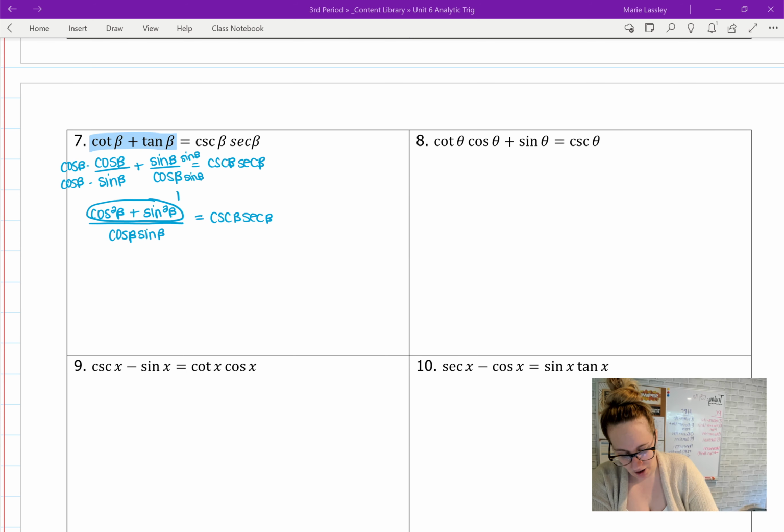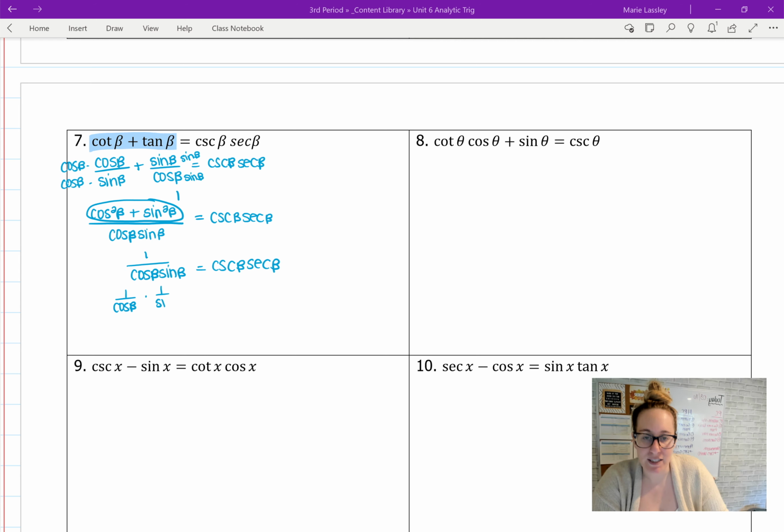So now I have 1 over cosine beta sine beta. And I want that to equal cosecant times secant. Well, I can separate this, right? So 1 over cosine times 1 over sine. I do that because now I can easily see my reciprocal identities. 1 over cosine is secant. 1 over sine is cosecant.